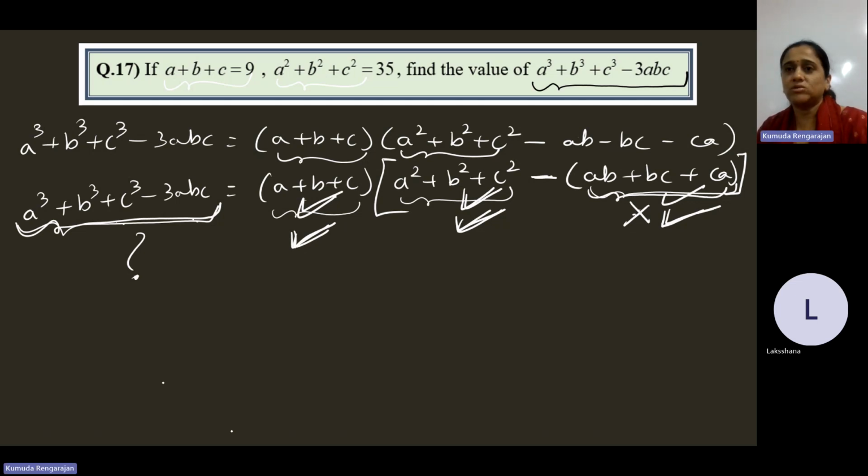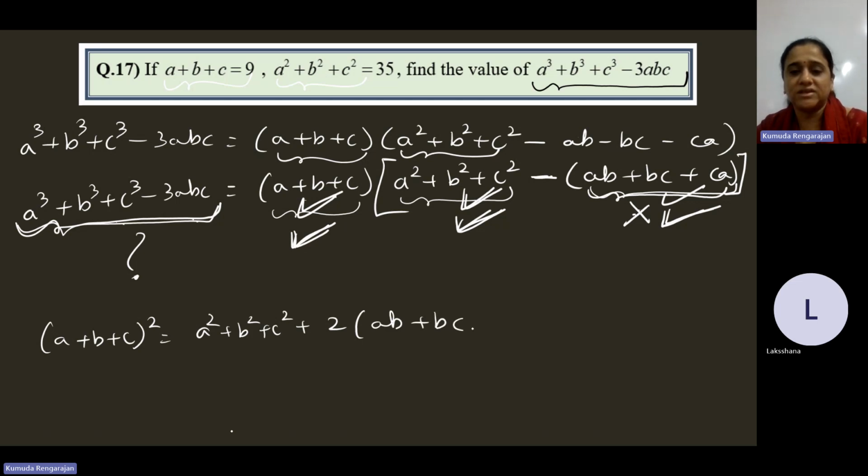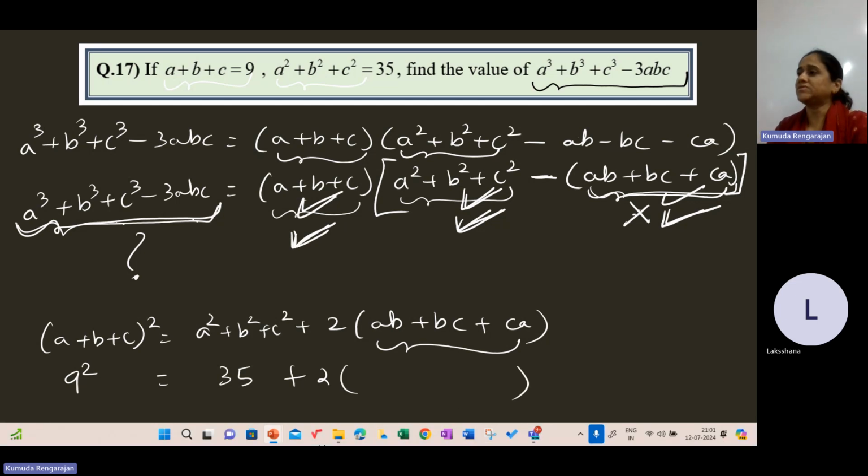A plus B plus C the whole square is equal to A squared plus B squared plus C squared plus 2 of AB plus BC plus AC. See here? This identity has this expression. So what is A plus B plus C? 9. 9 squared is equal to, this is 35, plus 2 into AB plus BC plus AC.